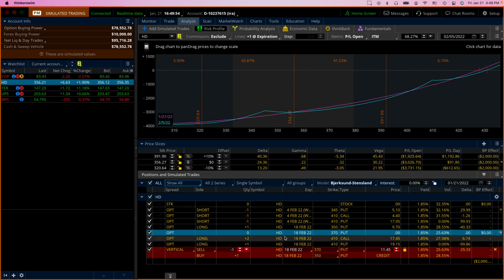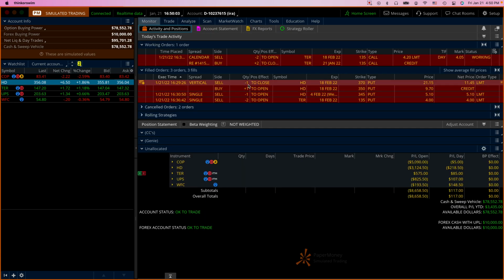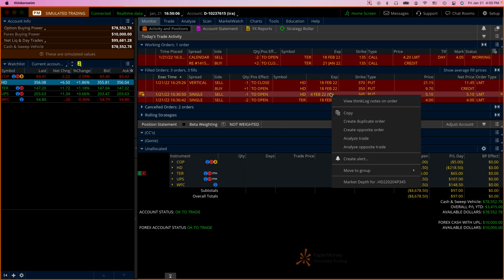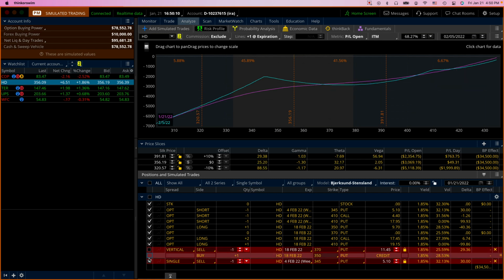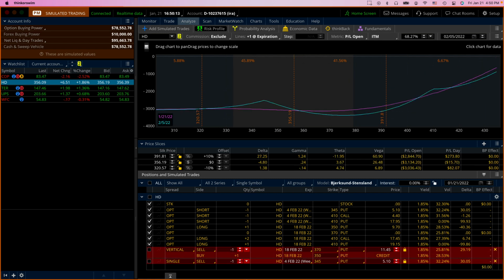And so now we have that outstanding 350 put, so we can sell a put against it at a lower strike price. So I sold this 345. Let me just show you here, 345. So analyze that. And here it is. Let me disregard that. This is what the trade looks like. So I sold a February 4th, 2022 put at 345.